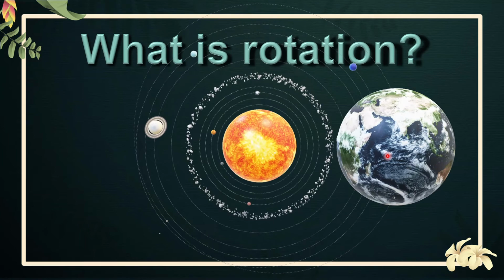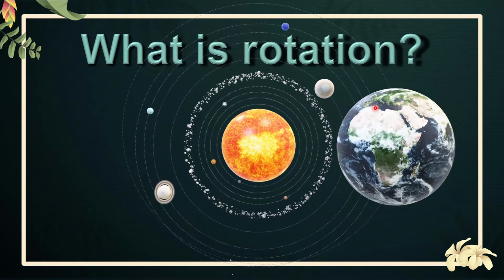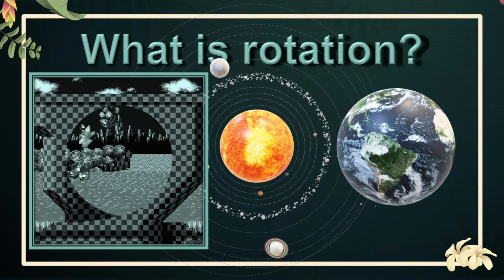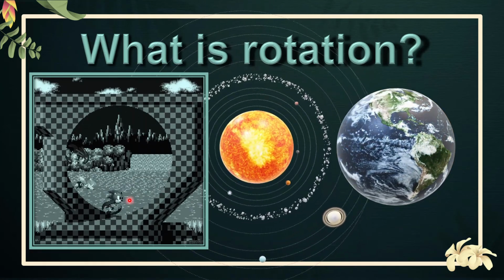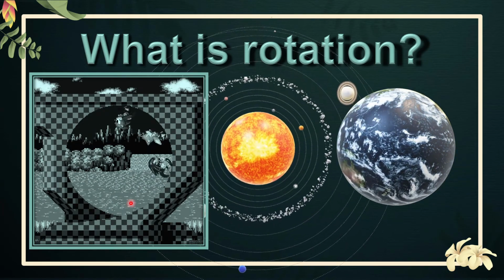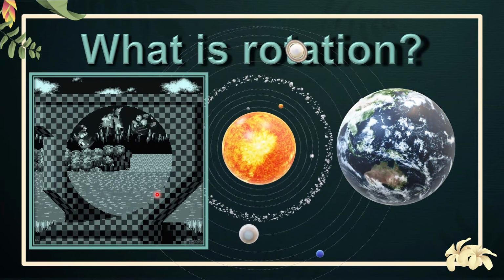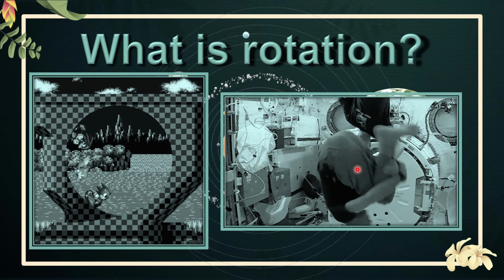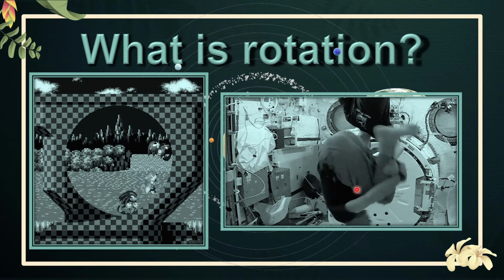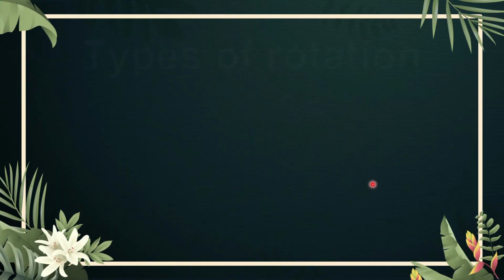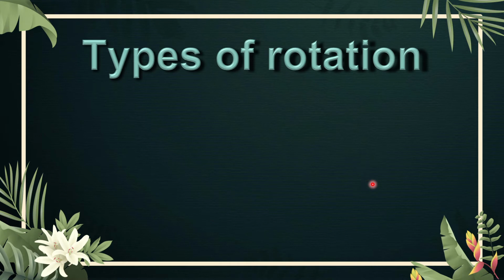The Earth is rotating around itself, or turning around itself. As you see here, this is Sonic's old game. They're all rotating around this circle. All of them are rotating around this circle. And as you see here, this man in the spaceship, he is rotating around himself, or turning around himself. Okay, but what is rotation?